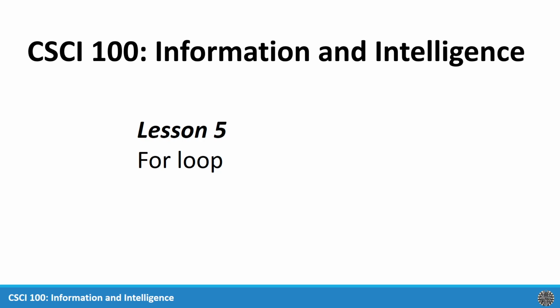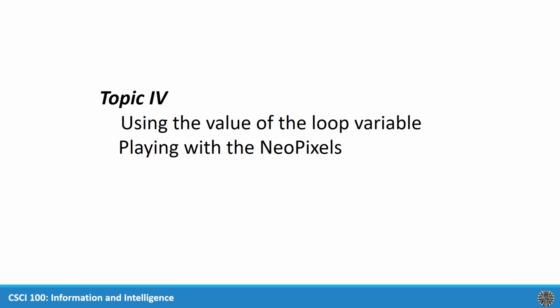Welcome to Lesson 5, Topic 4. In this video, we're going to continue our exploration of the for loop to repeat a process. But in these examples, we're going to see how we can use the loop variable to modify the process that's occurring inside the for loop. To do this, we're going to play around with the Neopixels. So let's get to it.